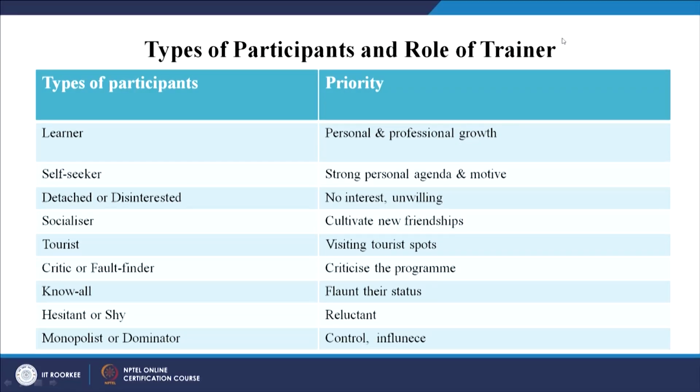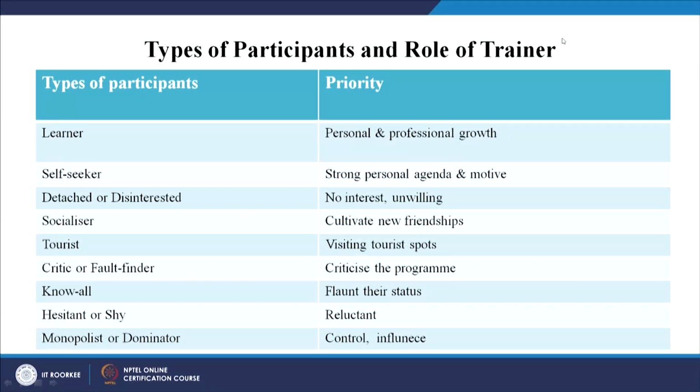Types of participants, I will discuss with you, and their priority. If it is a learner, the trainee has come to learn, then his priority will be personal and professional growth. He is very keen to learn because he wants to develop himself. He has come specially to learn something. He has not come here to identify whether the trainer is competent or not. He has come here thinking, whatever he says, what can I gain for myself. He is a keen learner, and his agenda is personal and professional growth.